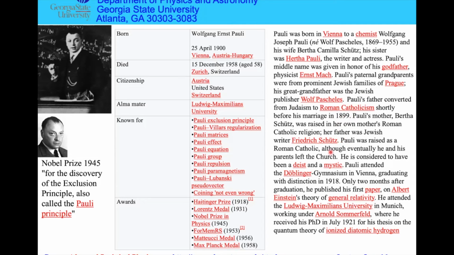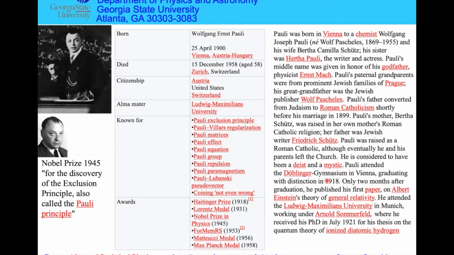So Pauli was raised as a Roman Catholic. Eventually he left the church and he was going to mysticism, in such a direction. Kind of religion, a sect. Pauli attended the distinguished gymnasium in Vienna, graduated with distinction.